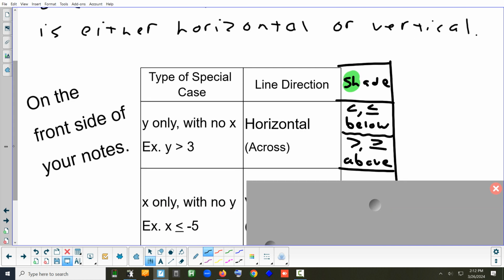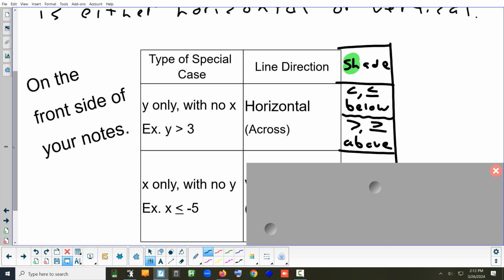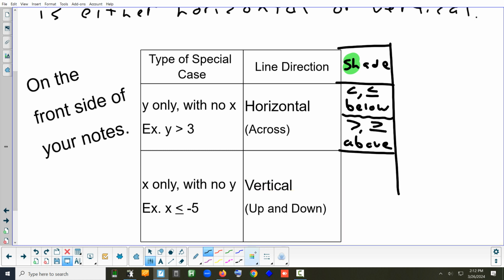Now, what if you have an X with no Y? What's going to be the direction of your line when it's just an X? Up and down. That's going to be vertical. Now, when your line goes up and down, you don't have an above and a below. You have a to the left and a to the right.